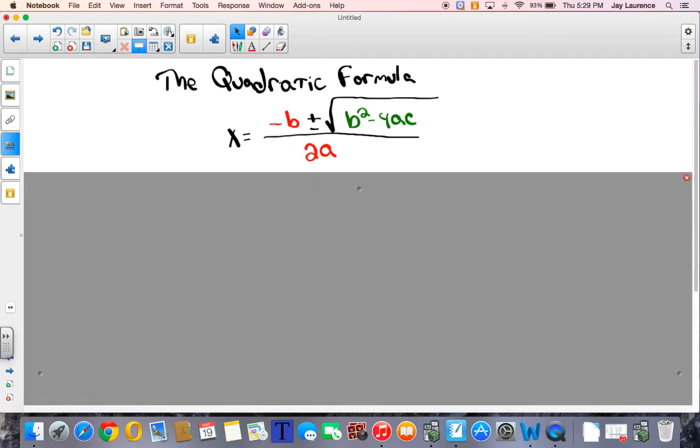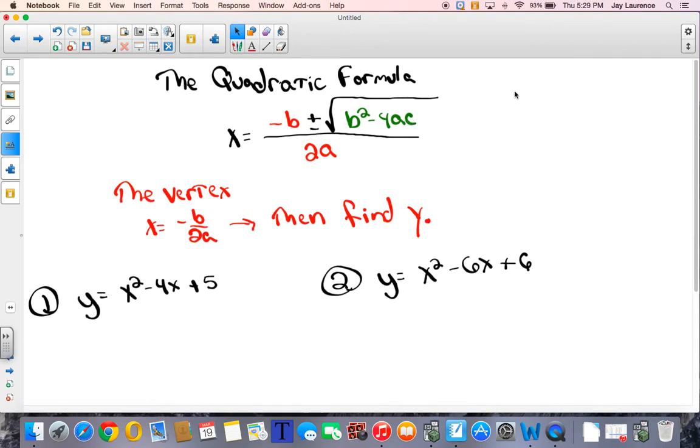All right, here we go. There's the quadratic formula. X equals negative b plus or minus the square root of b squared minus 4ac all over 2a. Yes, it is the quadratic formula. Remember, yesterday we worked on the green part, and the green part was the discriminant. It told us how many zeros there were, right? This tells us how many x-intercepts.